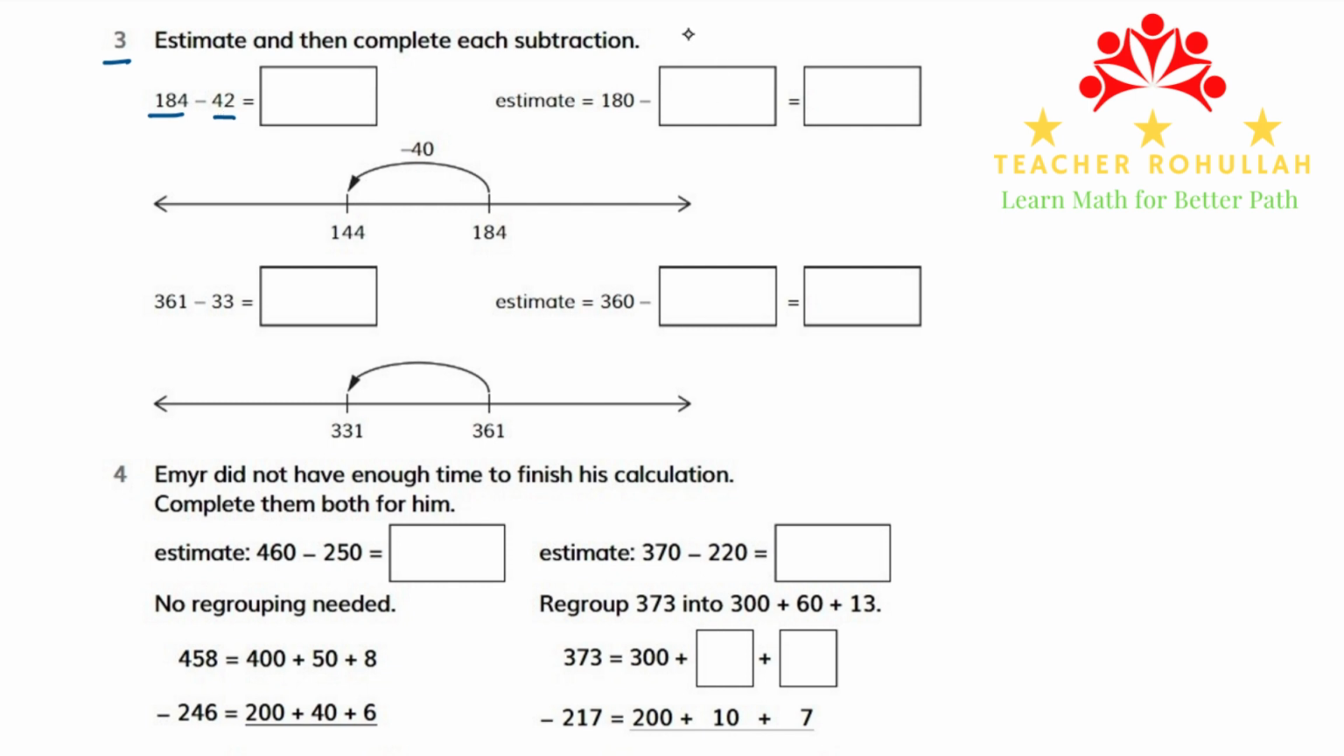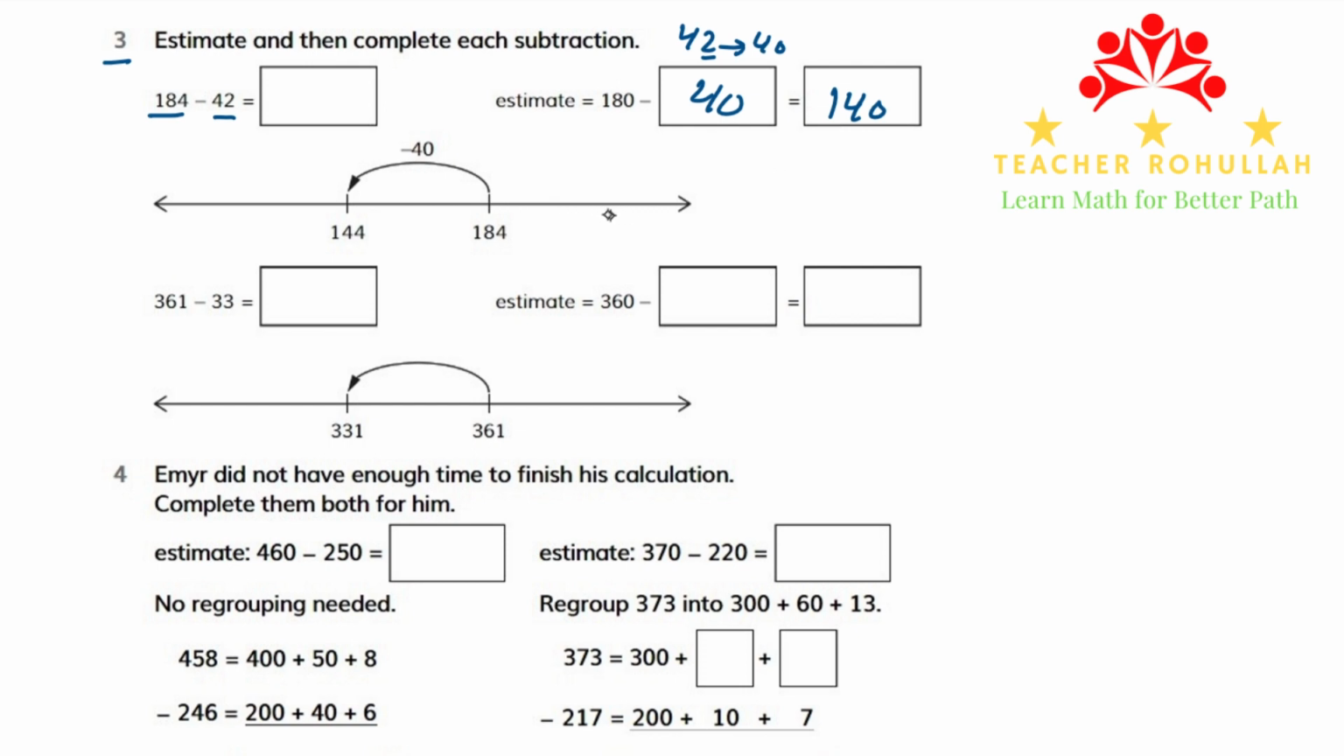If we round 42, which is a 2-digit number, 42 rounds to 40 because 2 in the ones place is 4 or less. So we write 40 here. 180 minus 40 will be equal to 140. We say that the estimated answer is 140.